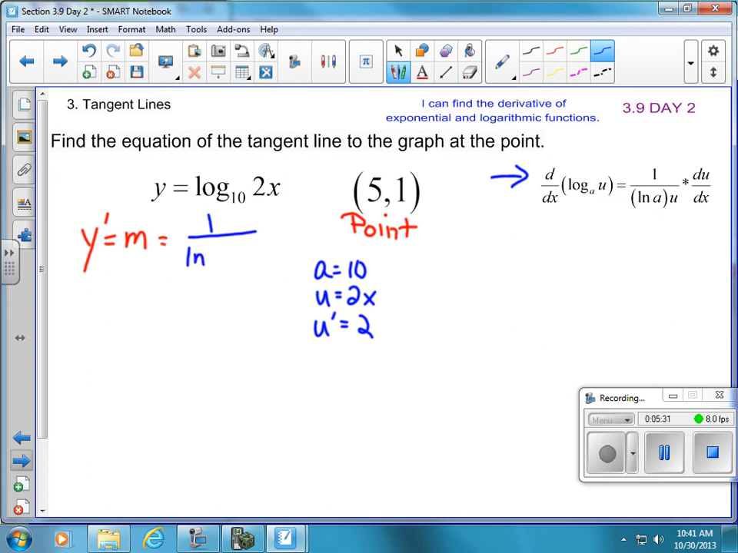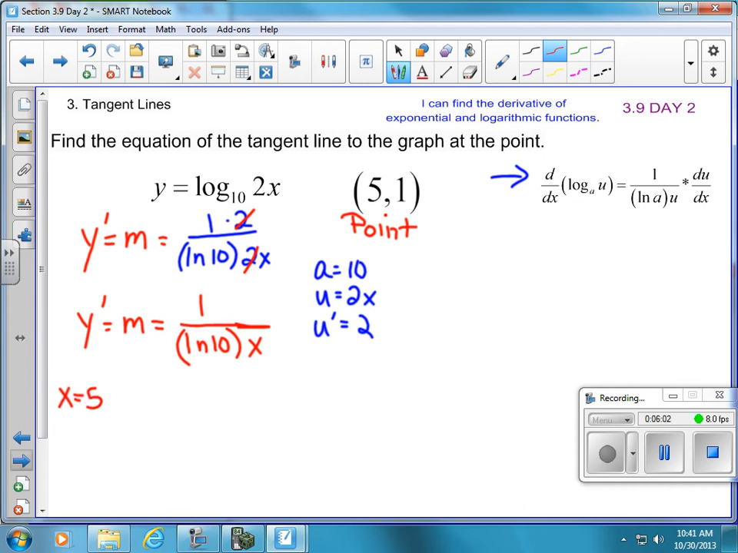1 over ln of 10, which is a number, times u, which is 2x, times the derivative of u, which is 2. So I'm going to put that on the top, times 2. Now notice that we can cancel out our 2's. All right, so y prime equals m, which equals 1 over ln of 10 times x. Now x in this case, because we're looking for a number for the slope, x equals 5. So m equals 1 over ln of 10, some number, times 5.